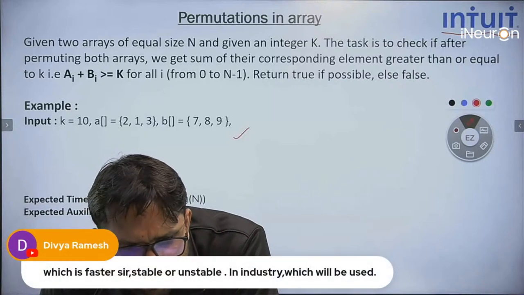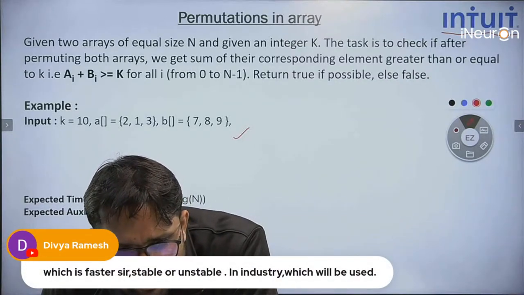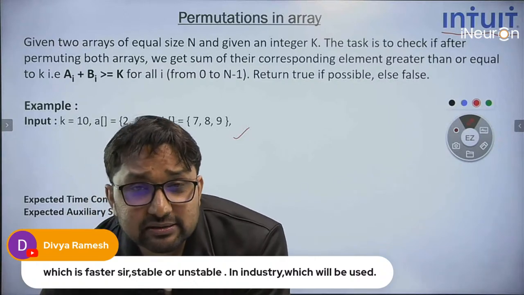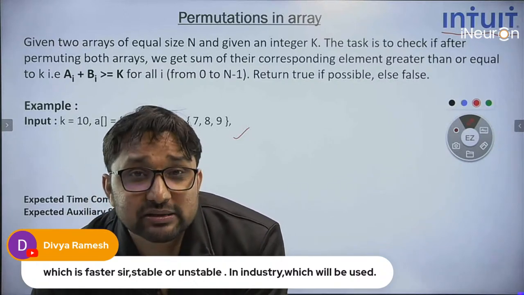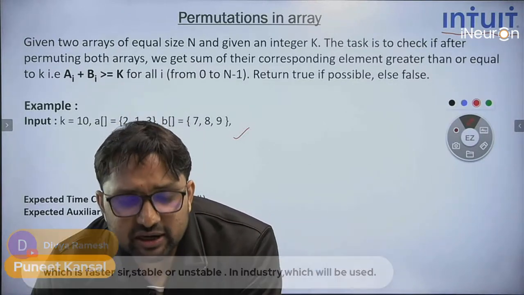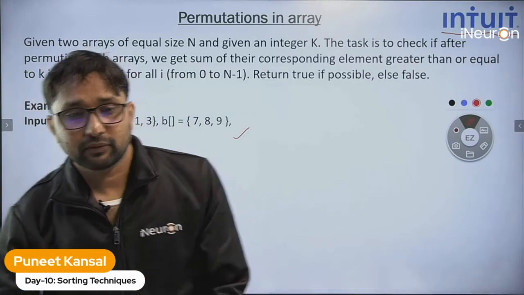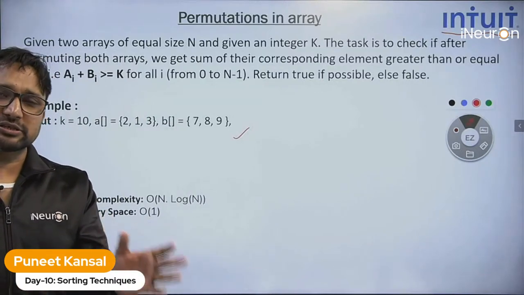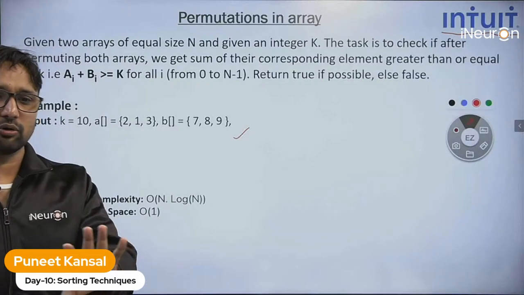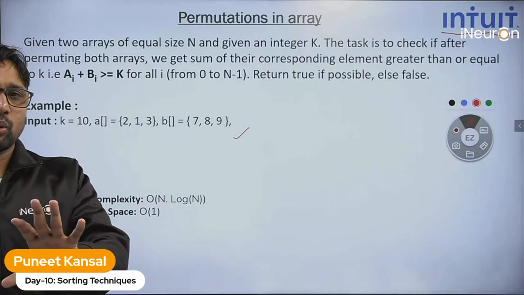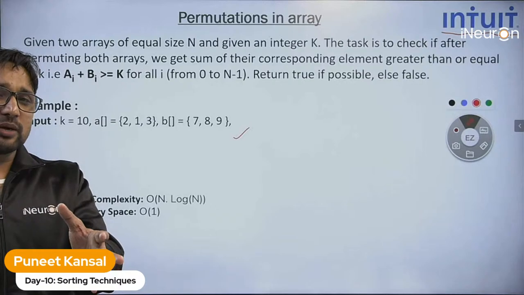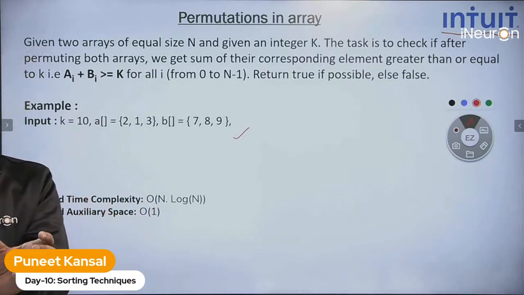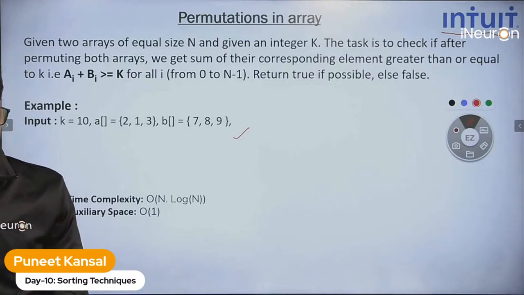One question from Divya. Divya is asking which is faster, stable or unstable? Actually, based upon stable and unstable, the time complexity doesn't matter. It's just based upon the application. Time complexity will not be impacted by stable or unstable. This is the only thing I want to tell you. You will use stable when you want the same sequence in which you gave the input.